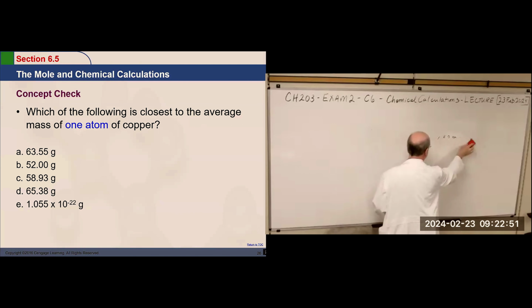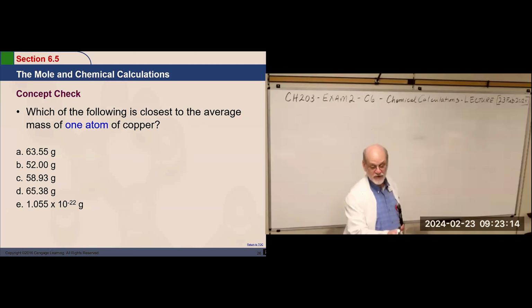We know where we are, we know where we want to go, and we find the conversion factors to get there. Which is closest to the average mass of one atom of copper? I guess I'll leave this in here just to have a good laugh. Are there any copper atoms that are going to weigh 60 or 50 grams? I don't think so. That would be a massive atom. So the answer is going to be E. But how do we calculate it?